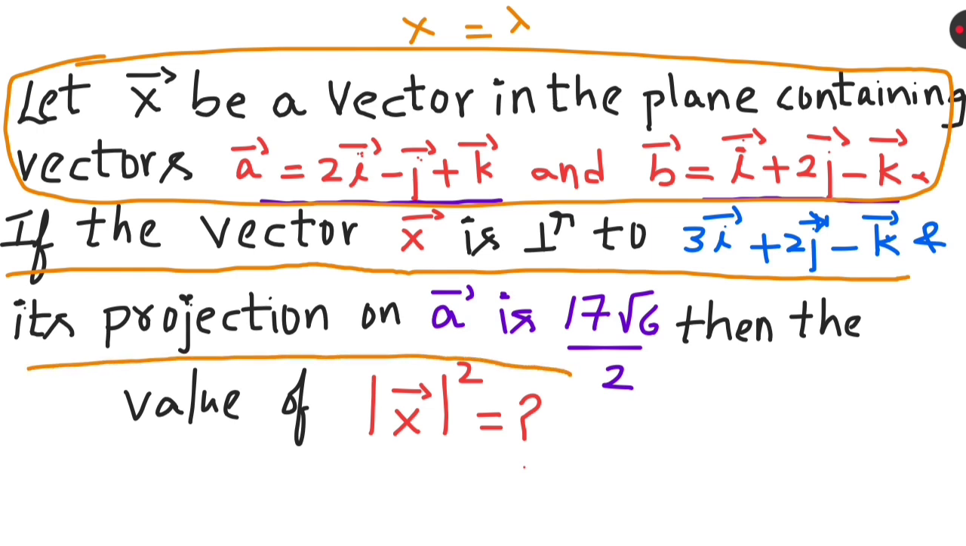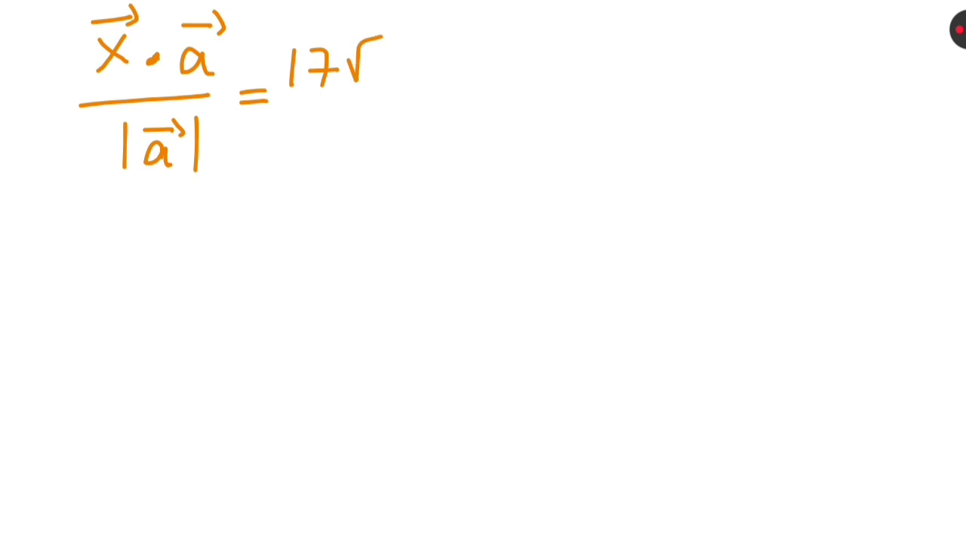So x is the projection on a bar. Now use this sentence. So x is the projection on a bar. That means, what is the formula for this? x dot a over the determinant of a vector. So what is this value? This value is 17 root 6 over 2.